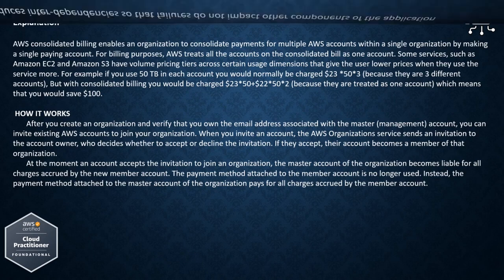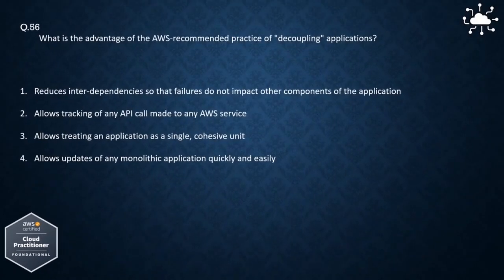Question 56. What is the advantage of the AWS recommended practice of decoupling applications? 1. Reduces interdependencies so that failures do not impact other components of the application. 2. Allows tracking of any API call made to any AWS service. 3. Allows treating an application as a single, cohesive unit. 4. Allows updates of any monolithic application quickly and easily. The correct answer is reduces interdependencies so that failures do not impact other components of the application.